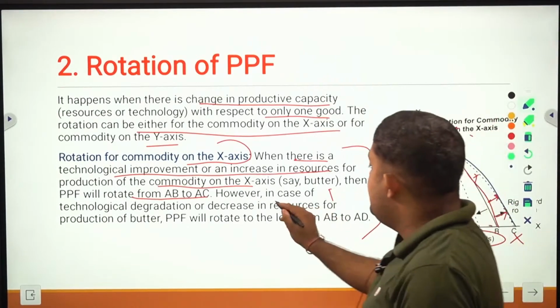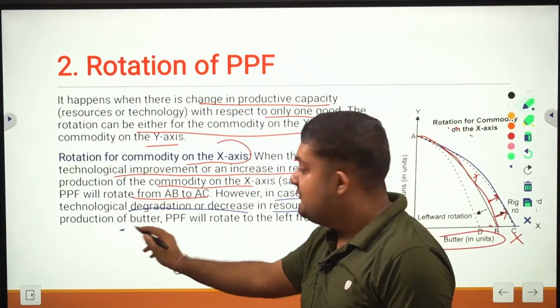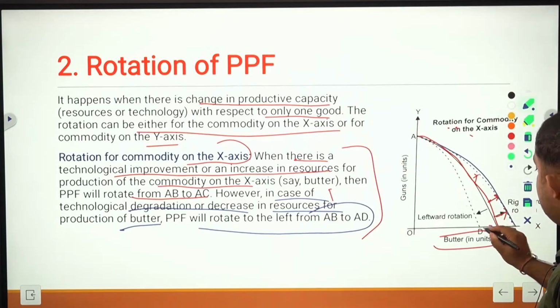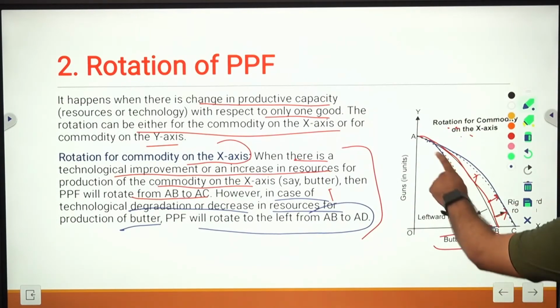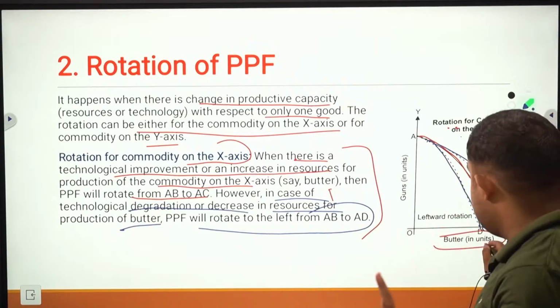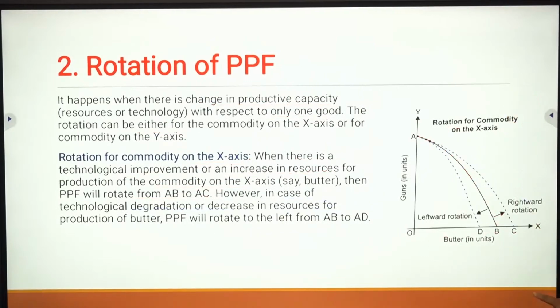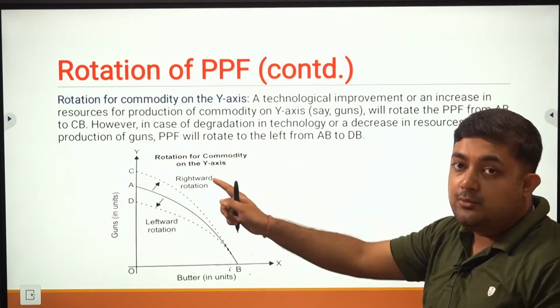However, in case of technological degradation or decrease in resources for production of butter, PPF will rotate to the left from AB to AD. It will come from AB to AD. That means here only one good is referred to, and that is butter, which is on the x axis. Similarly, this is the rotation for the commodity on the y axis.